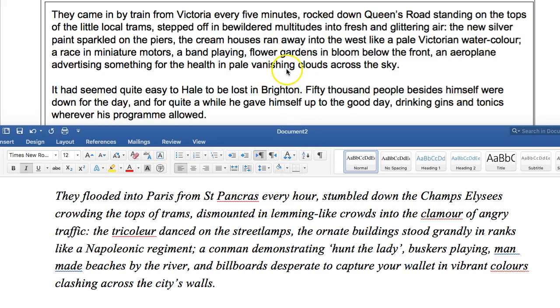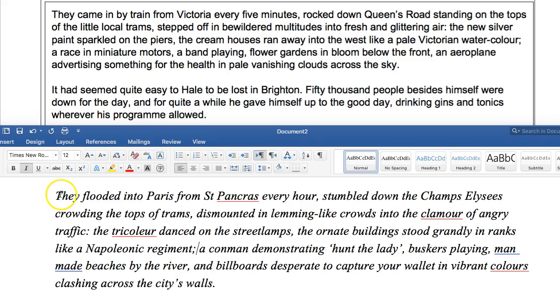So clashing replaced vanishing. The adjective pale is replaced by the vibrant, as in vibrant colours. So you get the idea. What I'm doing is just taking this writer's techniques and the rhythms of his writing, you know, the way that he uses punctuation, and reproducing that exactly in mine. And that teaches me how to write.